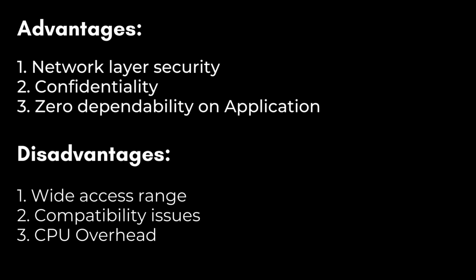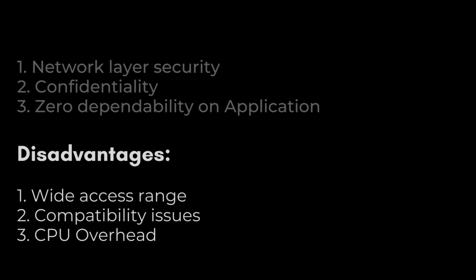Third one, CPU overhead. Unfortunately, IP security is well known for high CPU usage. It requires quite a bit of processing power to encrypt and decrypt the data that passes through the server. When the data packet size is small, the performance of the network diminishes due to the large overhead used by IP security. These are the disadvantages.